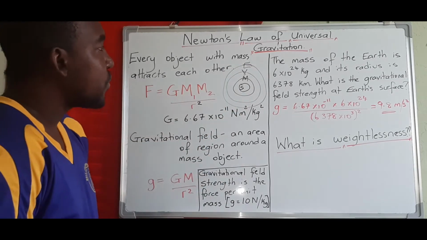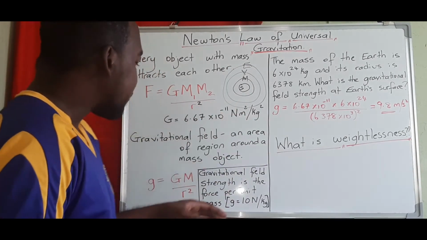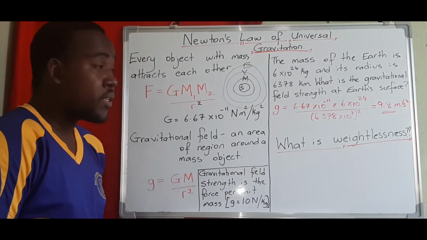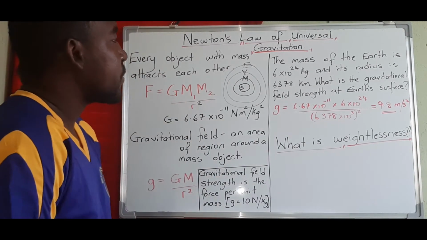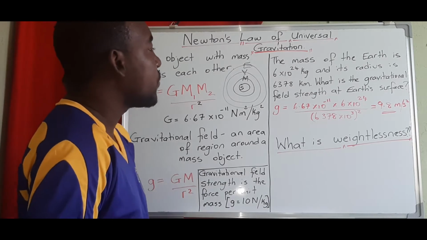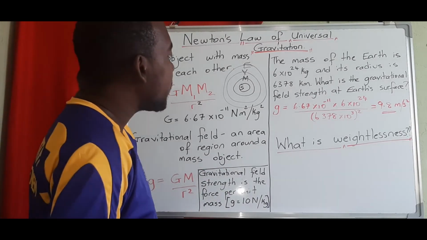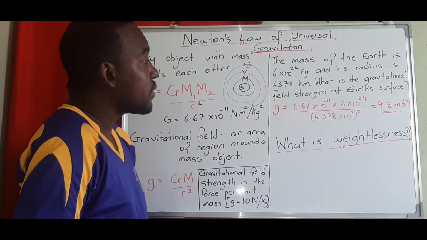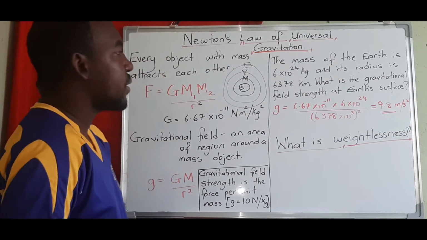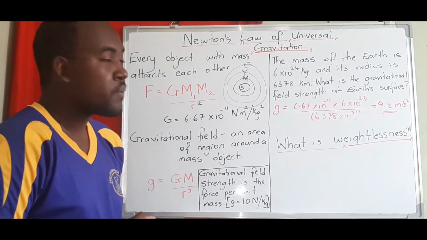And then we move to an example of using this equation. So we say that the mass of Earth is 6 times 10 to the 24 kilograms, and its radius is 6,378 kilometers. What is the gravitational field strength at the Earth's surface?